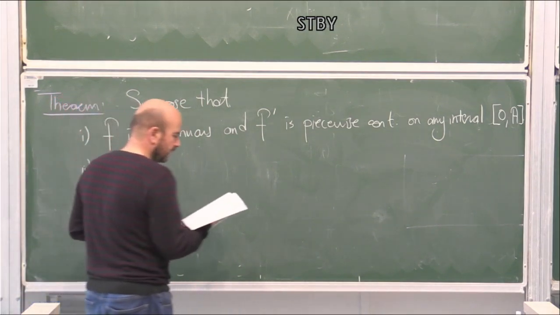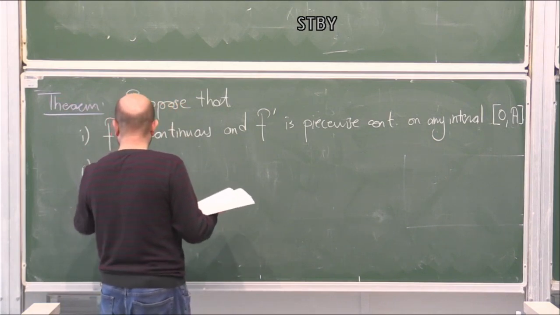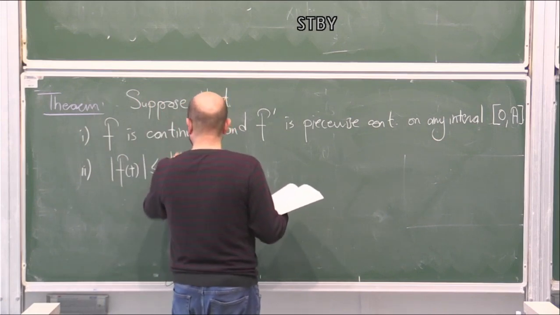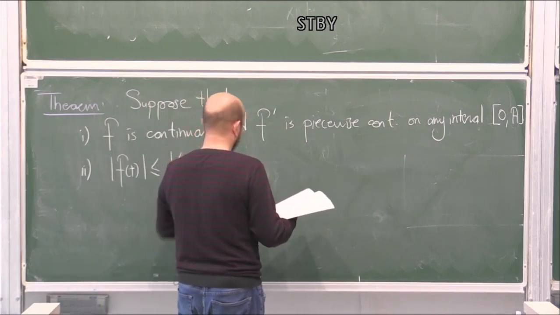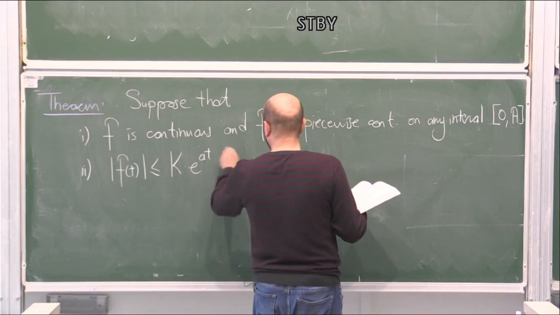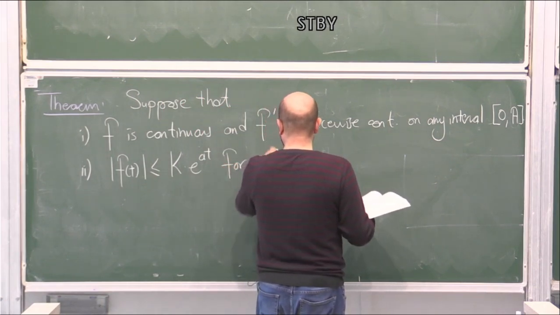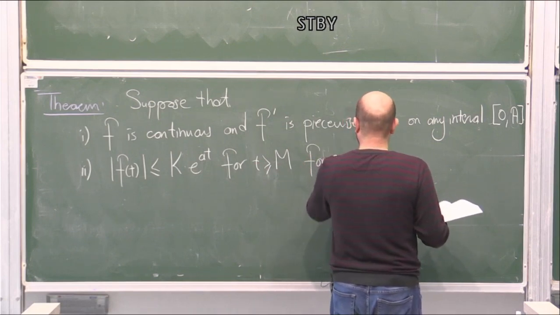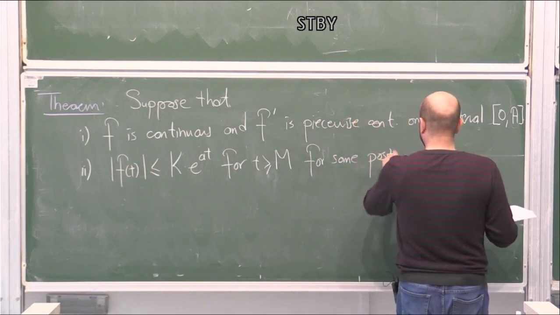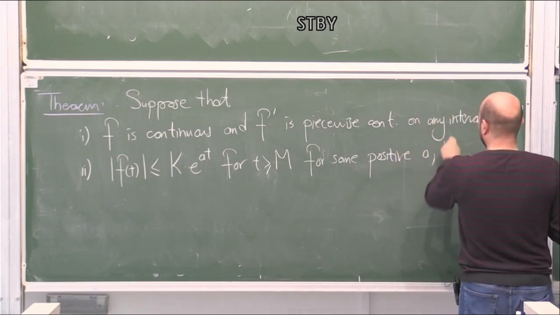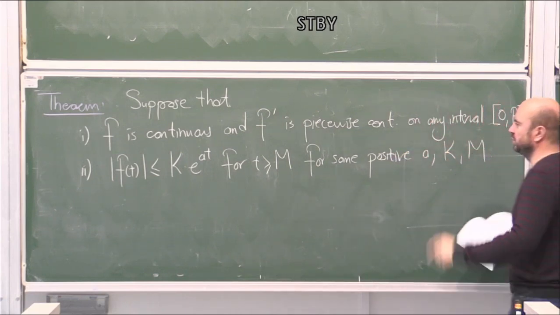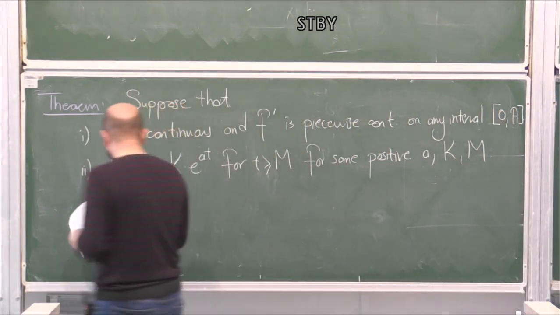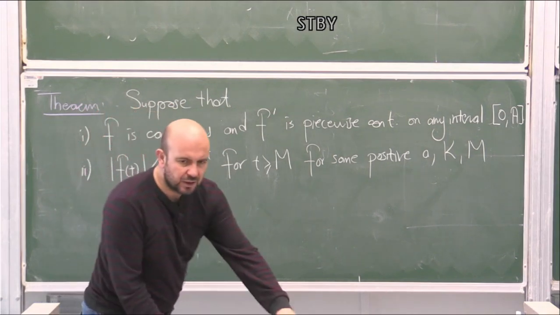Second, f of t is less than or equal to k times e to the at for t bigger than m, for some positive a, k, m, which are some positive real numbers.